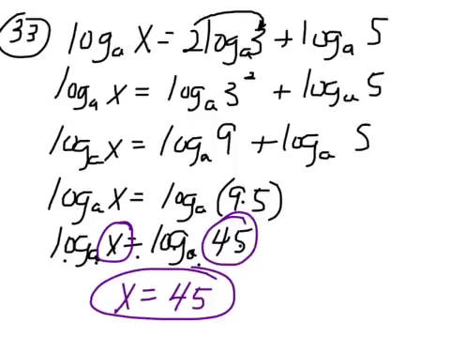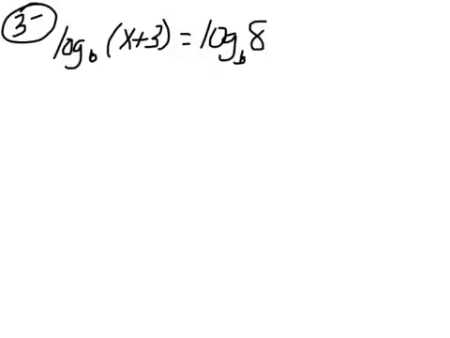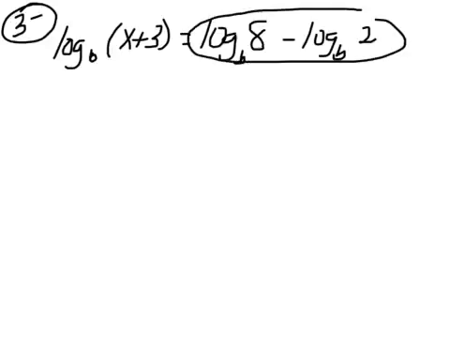Let's do 35 also. So you just keep trying to put stuff together until you can figure out what's going on, because again, they're trying to give you something here where you don't even know what the base is. So on 35, log b of x plus 3 equals log b of 8 minus log b of 2. Okay? Trying to find what x is. I see they all have the same base. And I look at the right-hand side, and I don't know where to start, except that maybe I could put those two together, and that might get me somewhere.